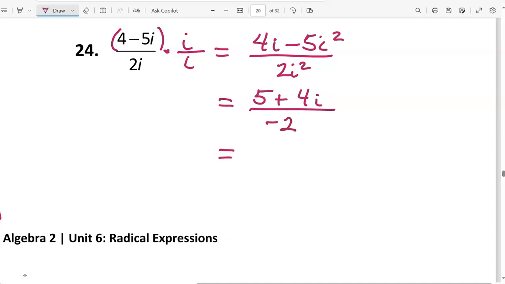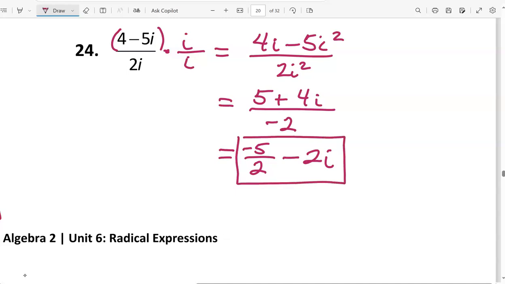Now we can distribute the division. So 5 divided by negative 2 is negative 5 halves. And then 4 divided by negative 2 is negative 2. So we have negative 5 halves minus 2i.